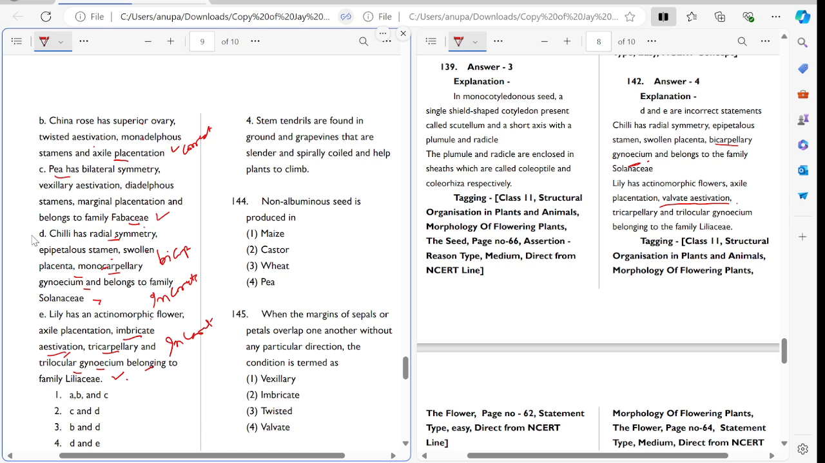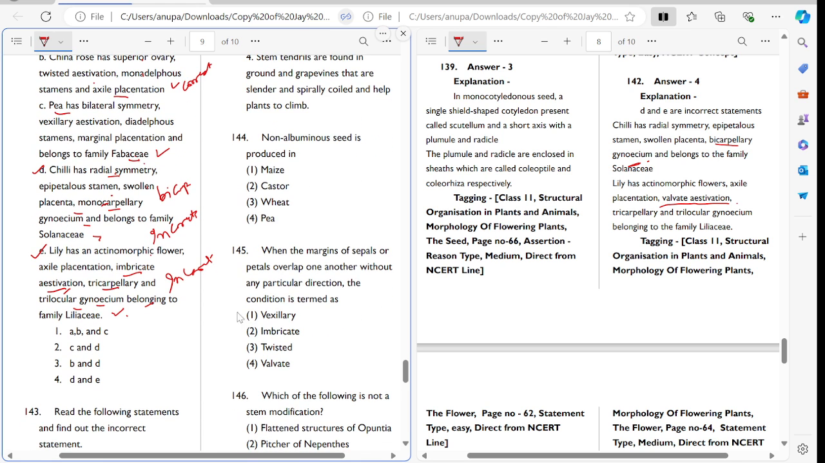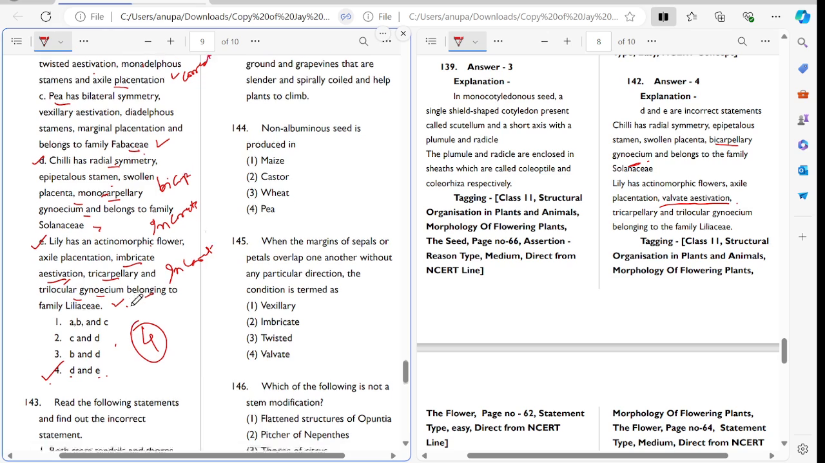So statements D and E are incorrect and we have to find out the incorrect statements. So let's check the options. The option 1 says A, B and C. So A, B, C are correct statements. Option 2 is C and D. D is incorrect but C is correct. Option third is B and D. D is incorrect but B is correct. Fourth option is D and E. So here both D and E are incorrect statements. So answer for this question will be option number 4. Now let's move to the next question.